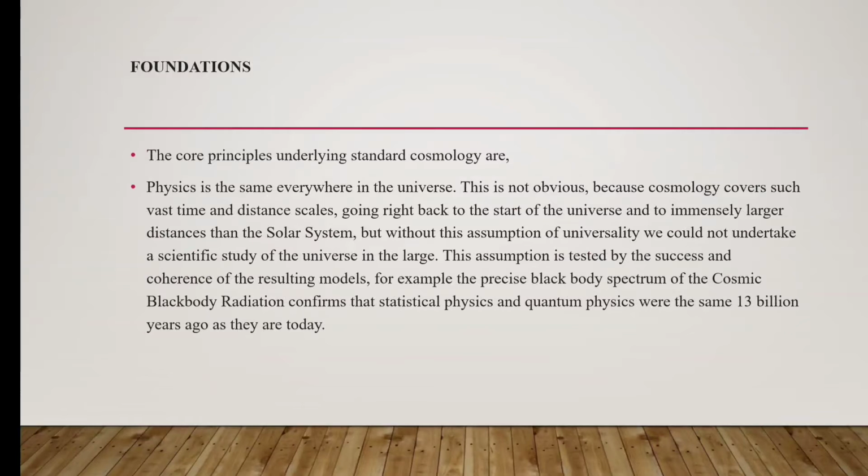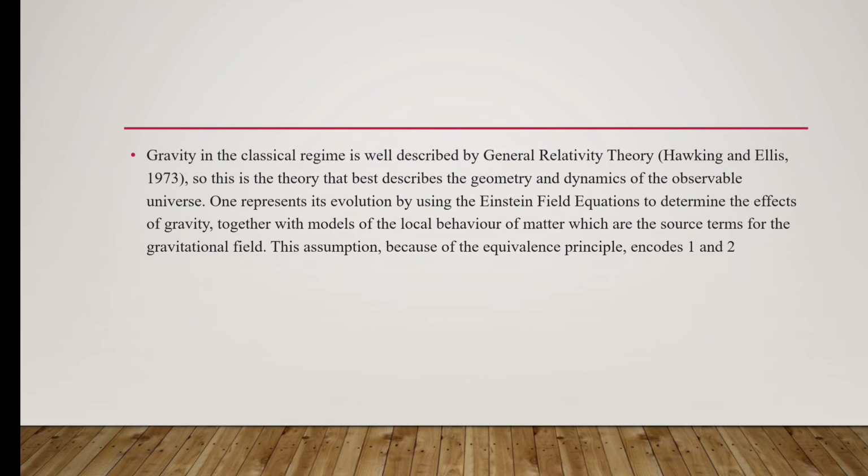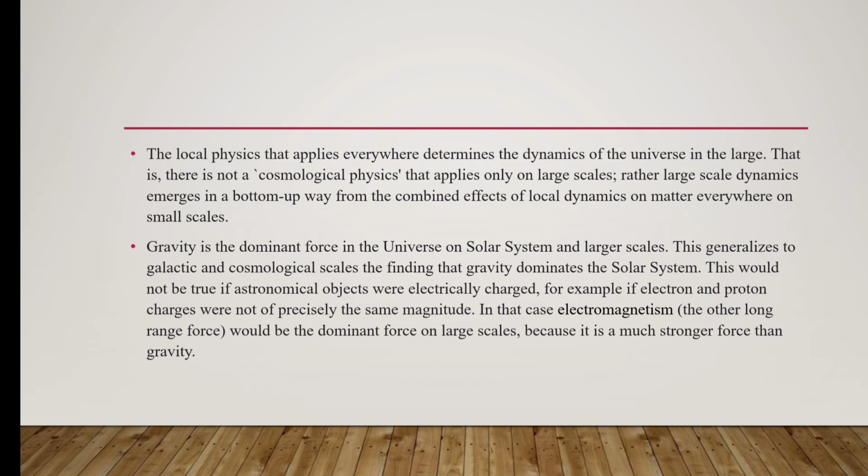For example, the precise black body spectrum of the cosmic black body radiation confirms that statistical physics and quantum physics were the same 13 billion years ago as they are today. The local physics that applies everywhere determines the dynamics of the universe in the large. That is, there is not a cosmological physics that applies only on large scales.